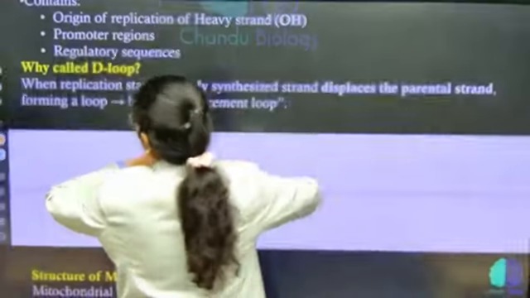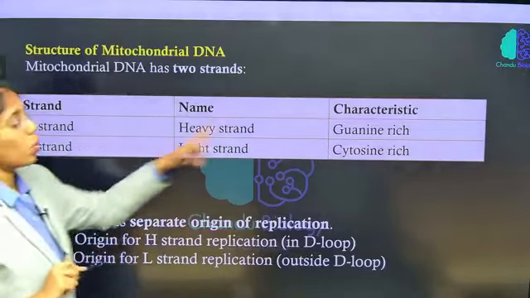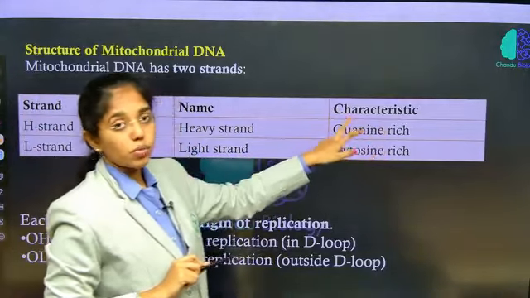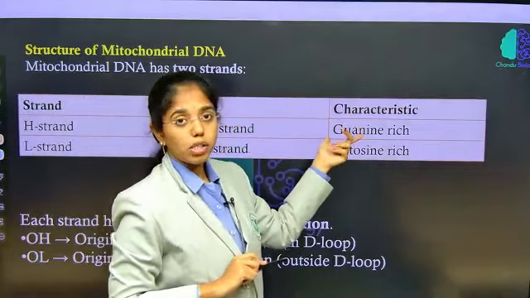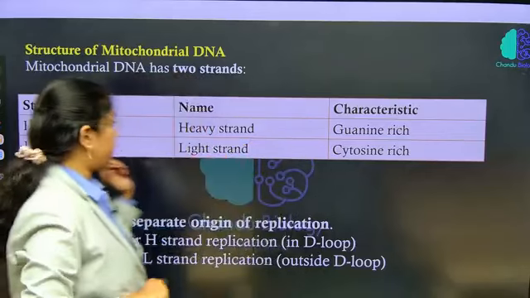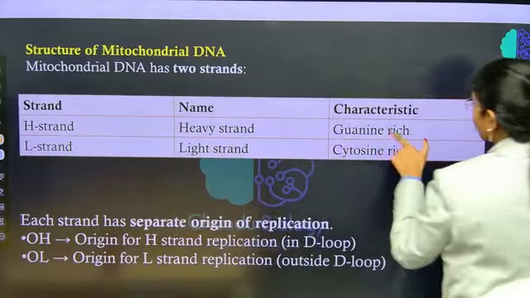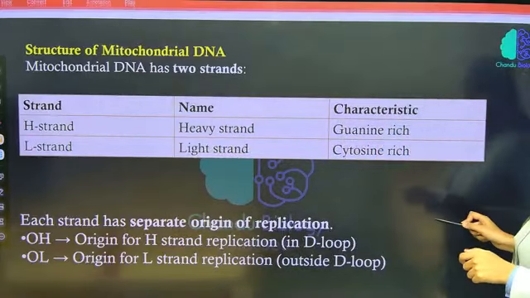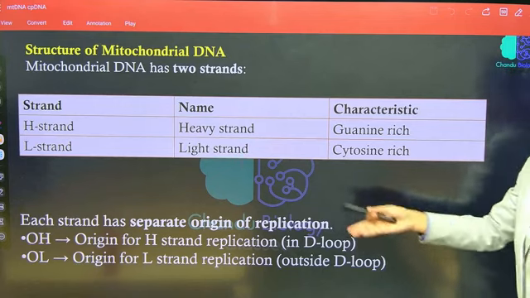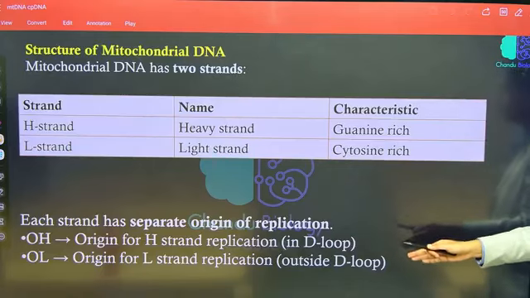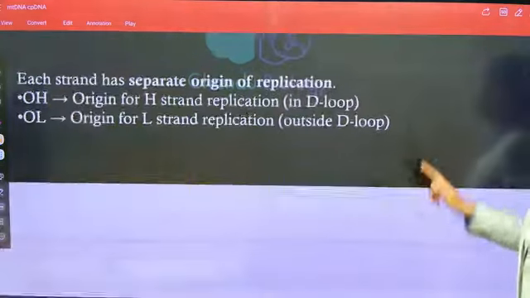Now, we look into the steps of replication. The heavy strand is rich in guanine, which is very important to note. The light strand, the L strand, is cytosine rich. Each strand has separate ORI regions: the OH region is the origin of H strand replication in the D loop, and the OL region is the origin of L strand replication outside the D loop.